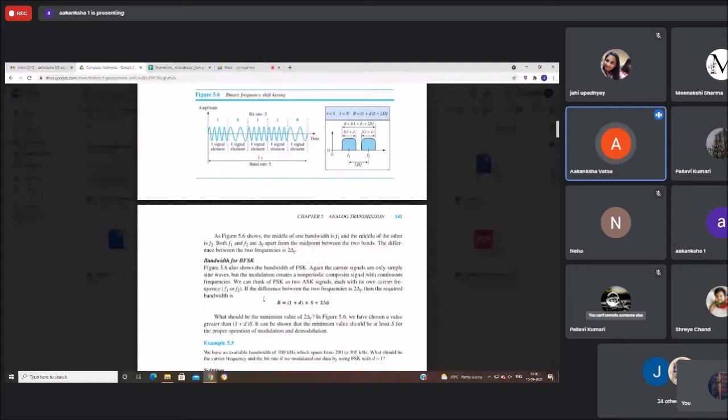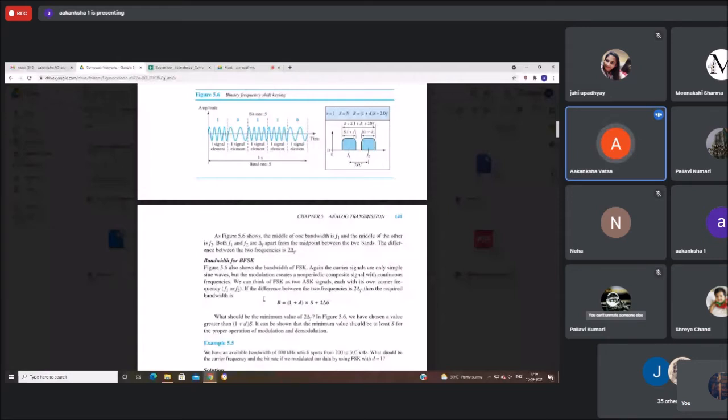So now example 5.5. We have an available bandwidth of 100 kilohertz, as given previously also. It spans 200 to 300 kilohertz. What should be the carrier frequency and the bitrate if we modulate our data using FSK with D equal to 1? Now we have to compute for FSK. Earlier with the same values we computed the carrier frequency and the bitrate for binary ASK with D equal to 1 and R equal to 1.